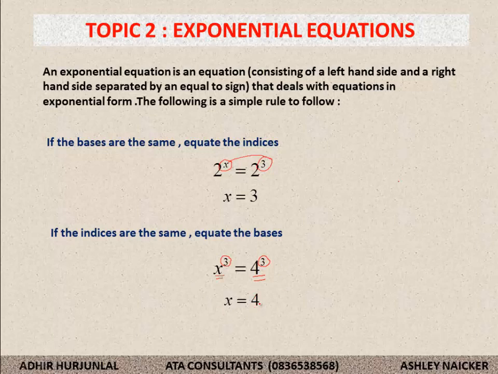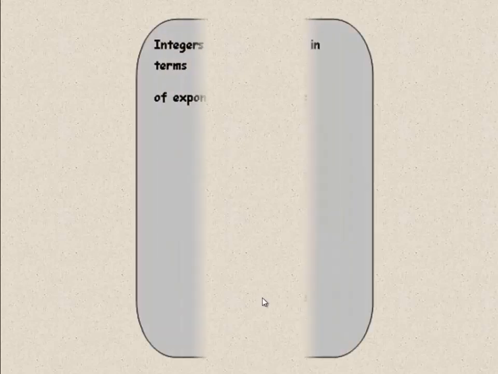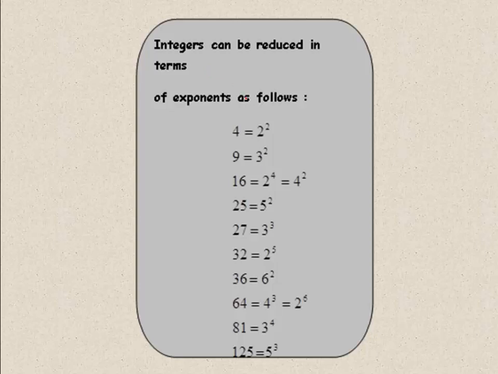Before we solve level 2 problems, just to recap, integers can be reduced in terms of exponents as follows. This, guys, you have seen before. For example, 4 is the same as 2 squared. 16 is the same as 2 to the exponent 4, or 4 squared. 32 is 2 to the 5. If I go further down, 81 is equal to 3 to the power 4, and 125 is equal to 5 cubed. Please, guys, do yourself a favor and remember how these integers can be expressed in terms of exponents. You will be coming across this in the examples. So take a moment, understand it well, remember it as well. I'm going to go down to our first example.